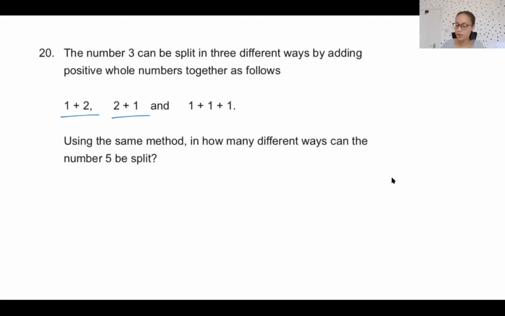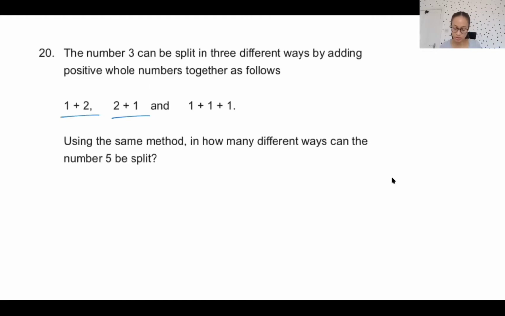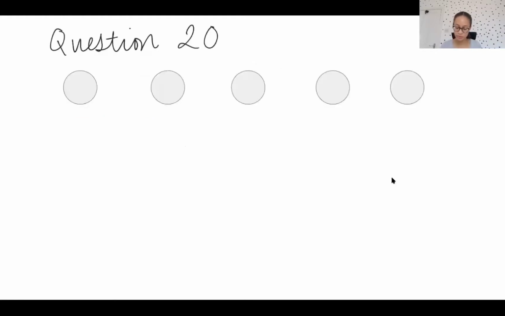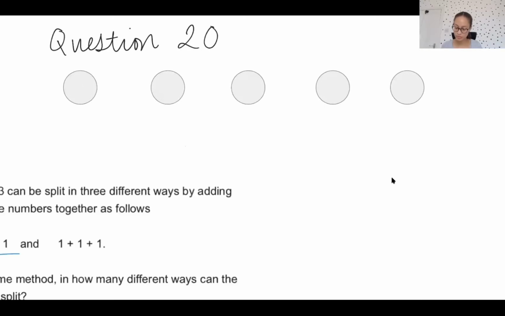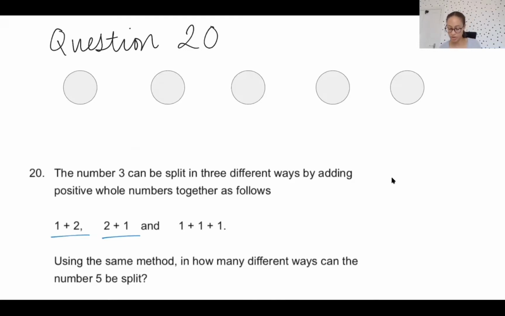I have just some circles for you to help us with this question. Hang on, I'm going to copy the question over. Okay. So we're splitting the number 5 in as many ways as possible. So let's start with just 2 groups. So 1 and 4.